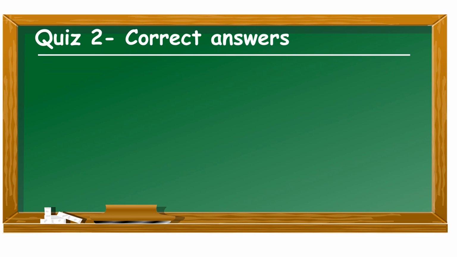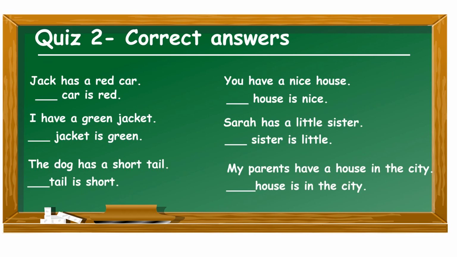All right, time is up. Here are the correct answers for quiz 2. Jack has a red car. His car is red. I have a green jacket. My jacket is green. The dog has a short tail.